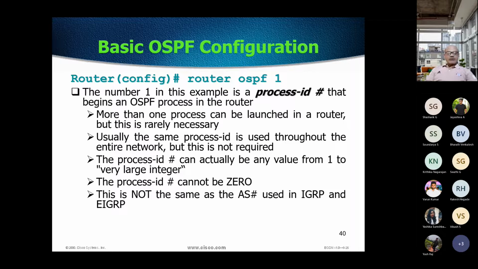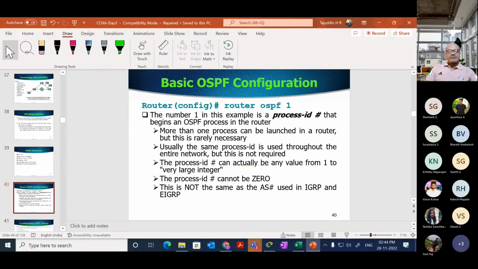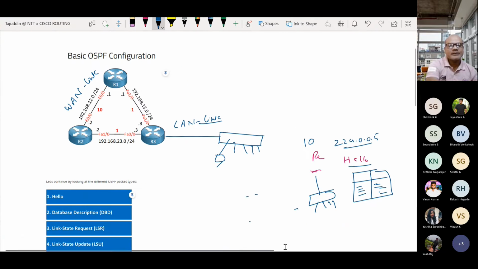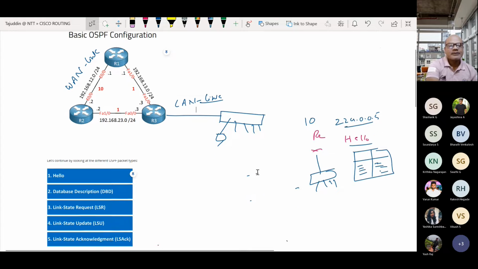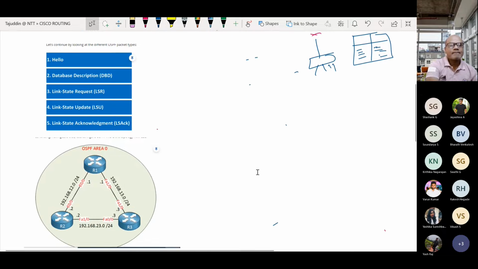Okay, how to configure? Same thing as your BGP, guys. Same thing as your EIGRP and RIP, how you're going to configure. So now we are going to configure your OSPF. Let me show you. I think I already explained here. This is how it's going to form the adjacency, guys, the neighborship.